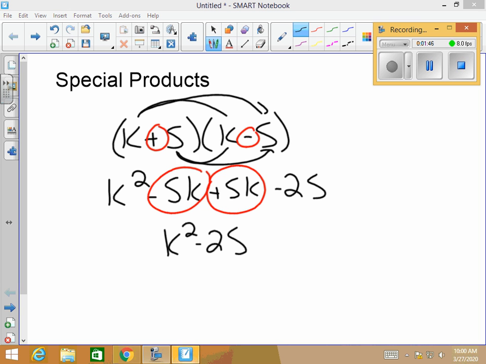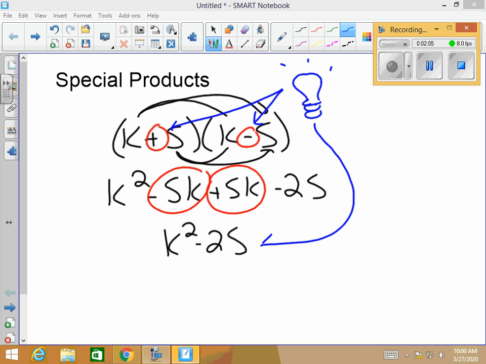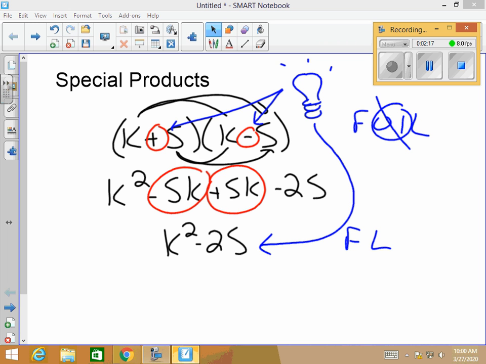So if I really wanted to do this problem from point A to point B just a little bit faster, all I do is go, light bulb on. That's a horrible light bulb. But anyhow, I see those two guys. I can jump from there and just do my first and last, because my FOIL insides and outsides actually eliminate each other because of that sign. So first and last actually works.